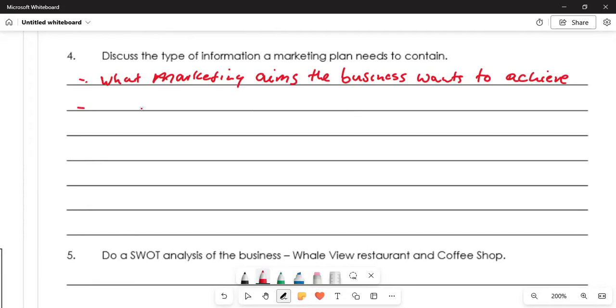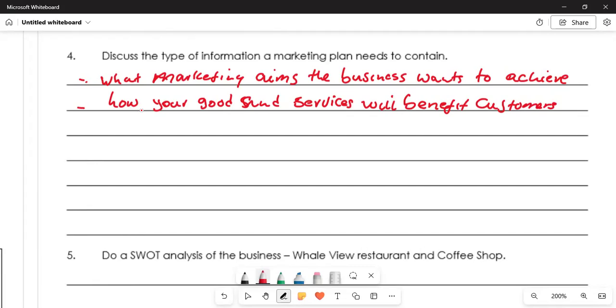Also, it is an explanation of how your goods and services will benefit customers.